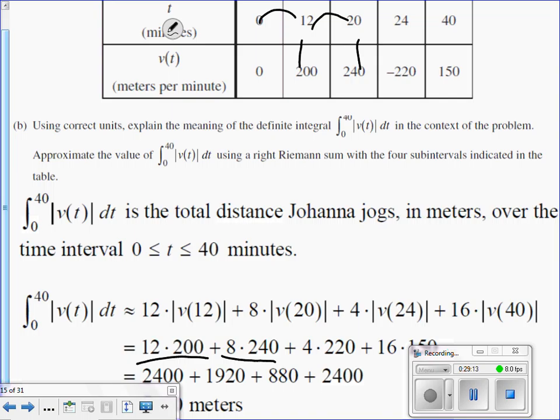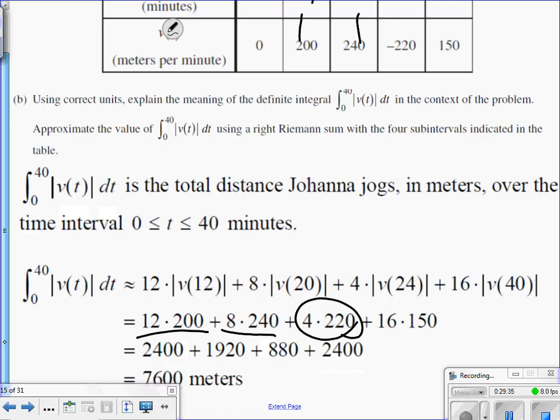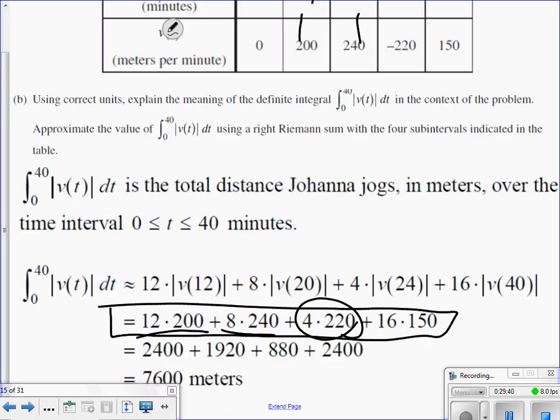This is the one I didn't know if you would get because it's the absolute value. It would be 4 for the width, but for the height, because we have to use the absolute value of it, we'd have to write 220. So this one might have thrown you. Then I bet you got the last one. The last one correct. All right. So that'd be 16 times 150. Now, on the AP test, stop right there. You're all done. Because if you make a mistake with the math, you're going to lose the point.